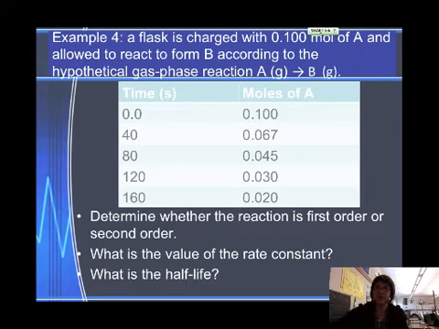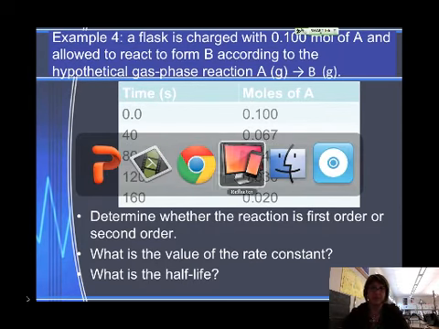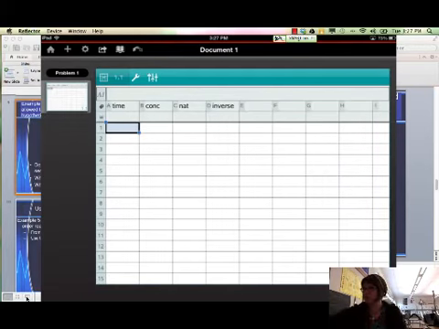So let's look at another example where we have the time and the concentration of a substance given to us from an experiment. When you're given experimental data with just one experiment and a list of times and concentrations, that means we're going to use the integrated rate law. So our job is to determine whether the reaction is first order or second order. That's the first job. And then we'll figure out the value of the rate constant and the half-life from that. So let's put this into our calculator.